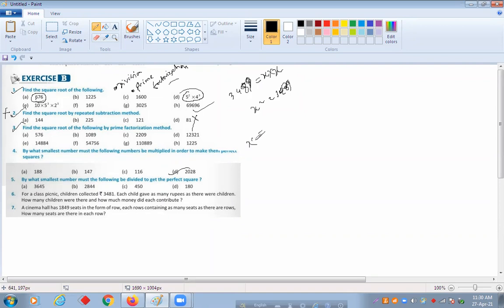X is equal to root over 3481. Yes, it is given 3481, not 3489. I had written 3489 here by mistake. It will be 3481. Sir, I have done it, my answer is 59. Okay.